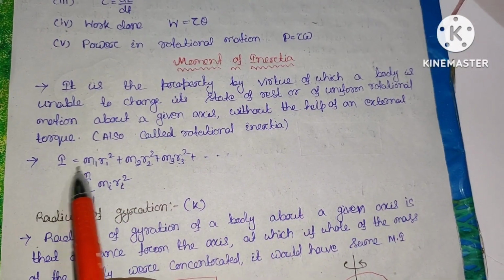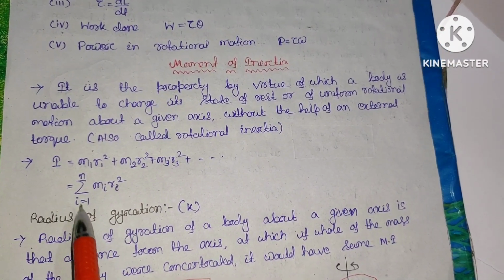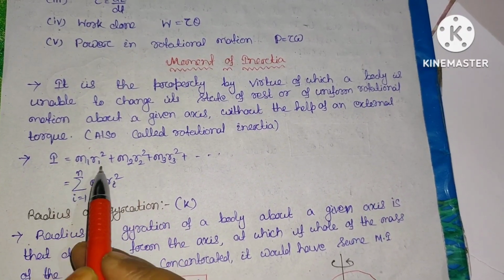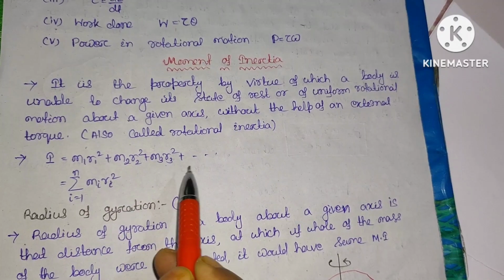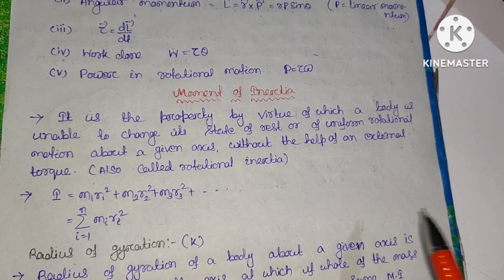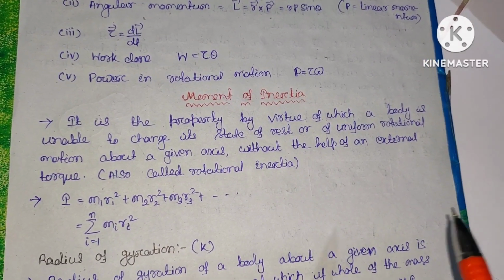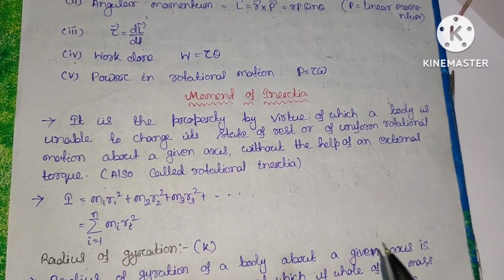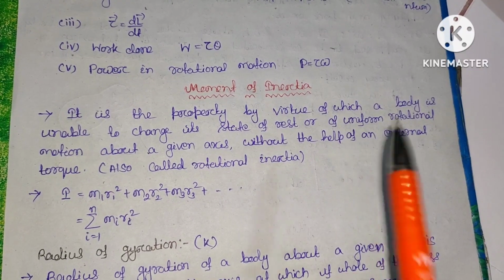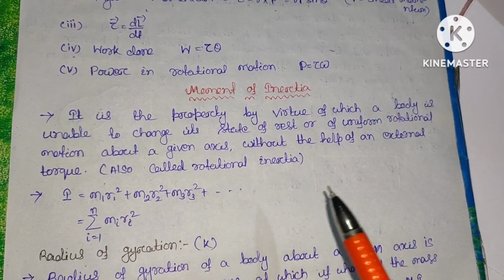Simply we can say that I equals m r square, or for a number of particles, this is the sum over i equal to 1 to n of m_i r_i square for an nth particle system: m1 r1 square plus m2 r2 square plus m3 r3 square and so on. As in the linear motion case, we have already seen the inertia, as per Newton's law, the inertia of rest and inertia of motion. Similarly, this is also true for rotational motion.